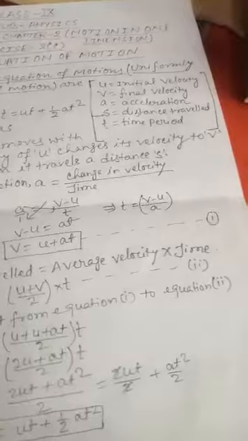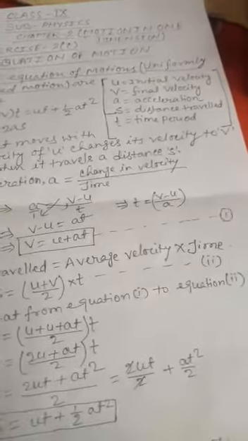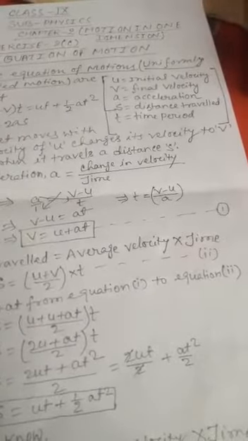That is, u stands for the initial velocity of an object, the velocity by which the object starts, and v is the final velocity acquired by the object. a is acceleration here, s is the distance traveled, and t is the time period. Now I am going to prove these three equations of motion. First I am going to prove them by the formula method, followed by the graphical method.